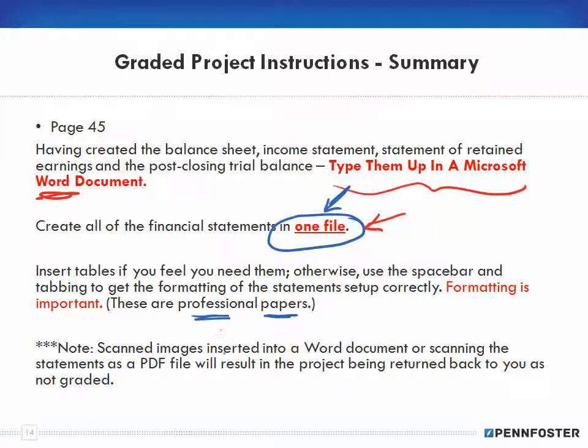So if you submit a Word document where you don't want to type it up and all you're going to do is scan it as a JPEG or some file format and insert it into the Word document, well, then the project is going to be returned to you and you're going to have to type it up in the Word document anyway. So don't scan anything, and certainly don't scan it as a PDF because we can't mark up read-only files in PDF format. Right? It'll just get returned and you'll have to type it up in the Word document again anyway. All right, so no scanned images.